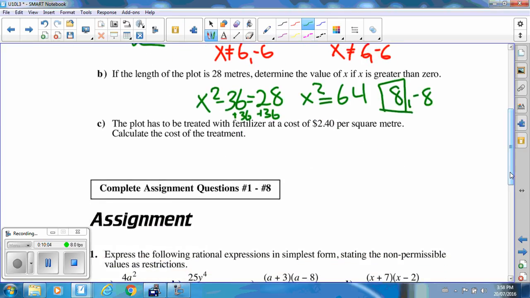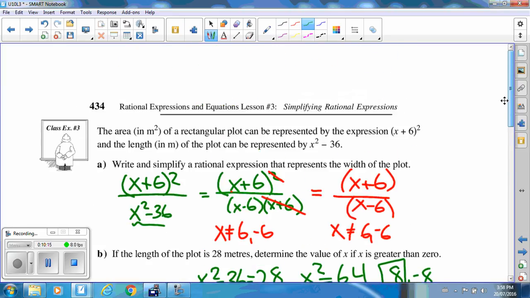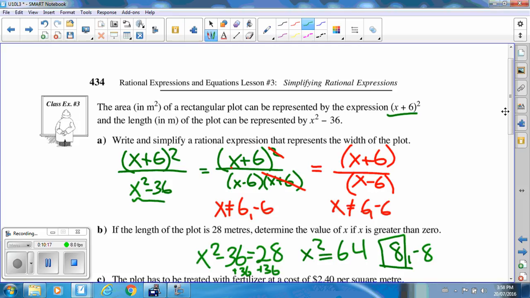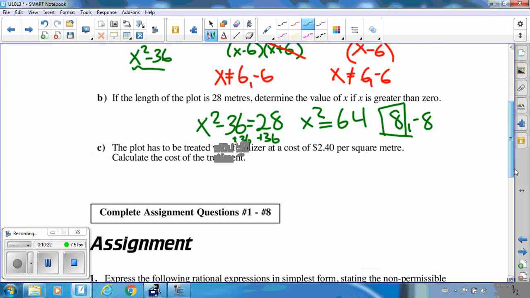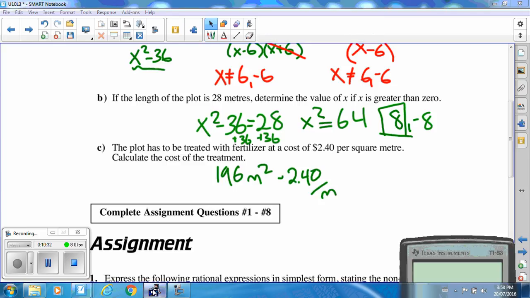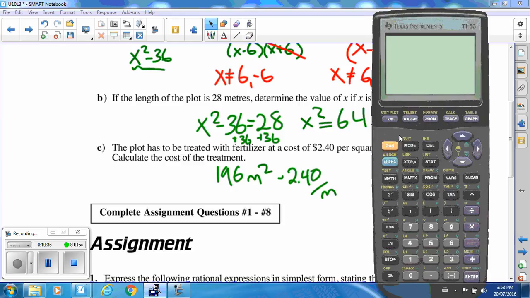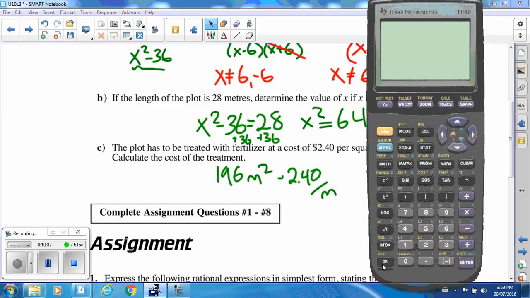A plot is to be treated with fertilizer at a cost of 240 per square meter. Calculate the cost of the treatment. Well, if x is 8, then I can go back to the area. My area is x plus 6 all squared. If x is 8, 8 plus 6 is 14. 14 squared is 196 meters squared times 240 per meter. And that one I'm just going to type into my calculator. Again, a little mental math never hurts, but sometimes I just want to make sure that I'm all set.